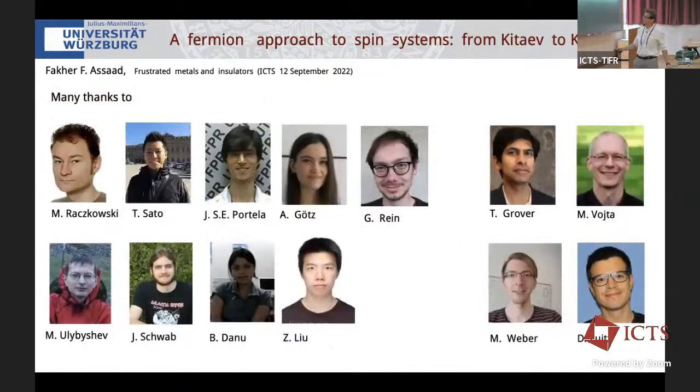Before I start, here are the people I work with. These are people in Würzburg. The people who work on Kondo are Marcine, Bim Ladanu, and Zihong, and also Toshihiro. Toshihiro did the work on the Kitaev models. We collaborate a lot, especially for the Kondo stuff, with Tarun Grover, Matthias Voita, Manuel Weber and David Lewitt, and you'll see why they have helped us a lot in understanding the physics of spin systems on metals.